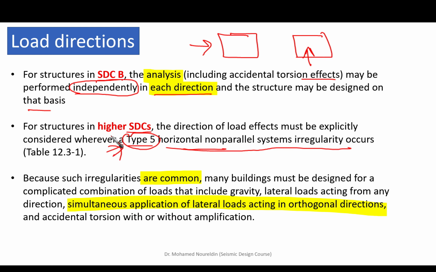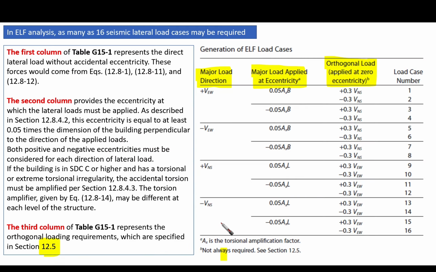Almost 90% or 80% of structures fall into this type 5. So this means that we need to consider the simultaneous application of loading. Because such irregularities are common, many buildings must be designed for a complicated combination of loads that include gravity, lateral load acting from any direction, simultaneous application of lateral loads acting in orthogonal directions, and accidental torsion with or without amplification. Okay, so these are the cases where the load direction is going to be applied.